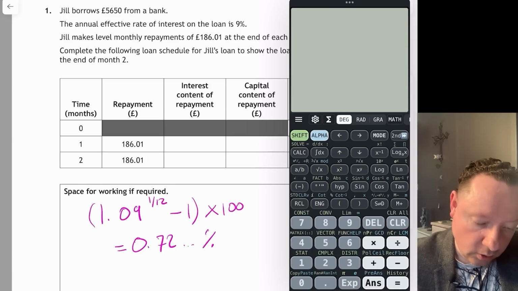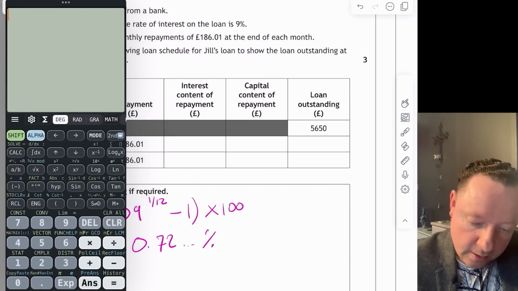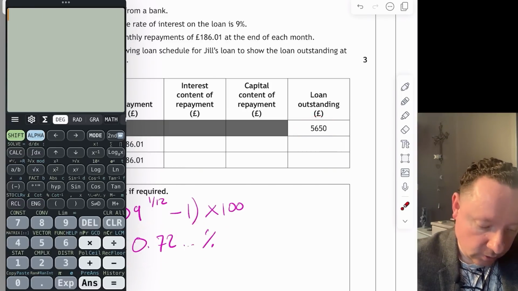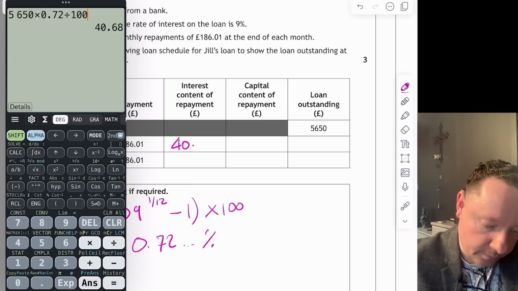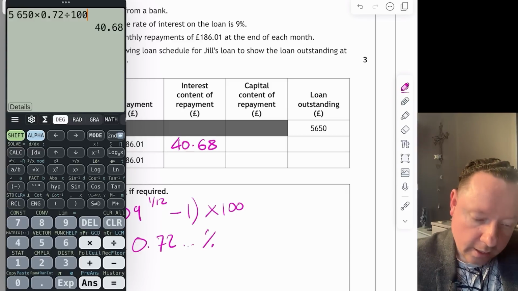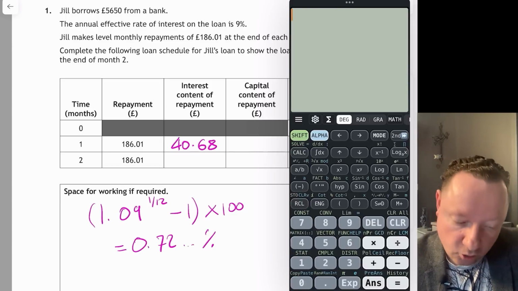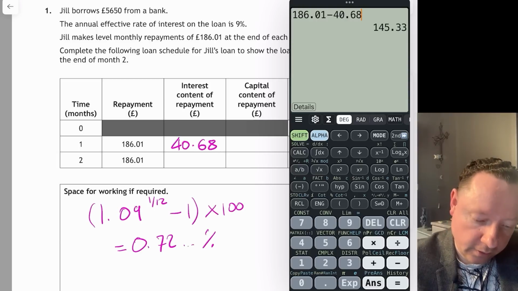I want the interest content of repayment. So the interest content is, we take the percent and times by the loan outstanding. So it's 5650 times 0.72%, so divide by 100, and that gives me £40.68. So I'll put that in this box here. Capital content of repayment, well, that is just your repayment minus your interest. So the repayment's 186.01 minus your interest, which gives you 145.33.